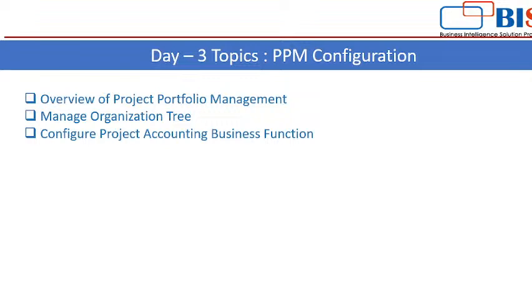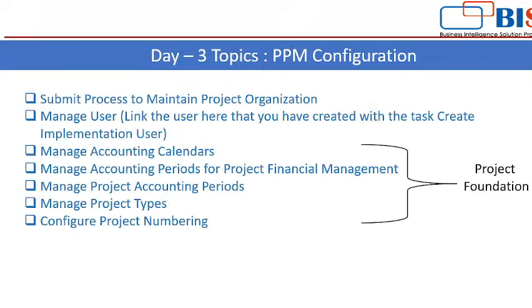When you configure project accounting business function, there you have to give the organization tree detail so that the system can read and can pick the organization tree while creating the transaction in the project. Then in the continuation to day 3, we have discussed how to link the user, the implementation user, to the employee user. And then we have seen how to create the calendar for the project purpose.